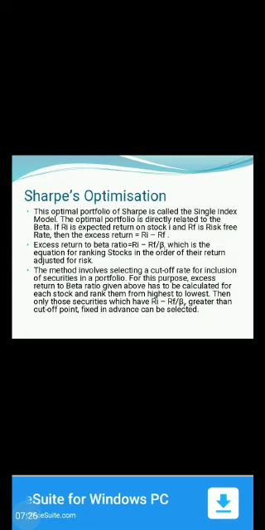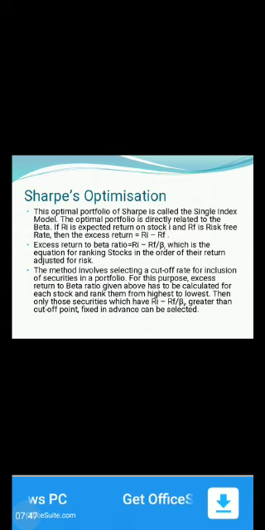The method involves selecting a cutoff rate for inclusion of securities in a portfolio. For this purpose, the excess return to beta ratio given above has to be calculated for each stock and ranked from highest to lowest. Then only those securities which have Ri minus Rf divided by beta i greater than the cutoff point fixed in advance can be selected.